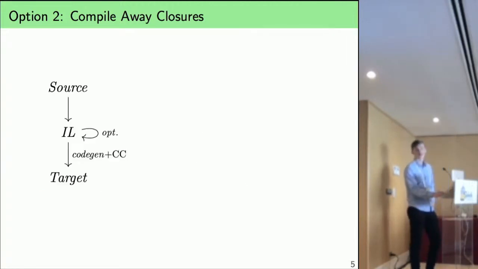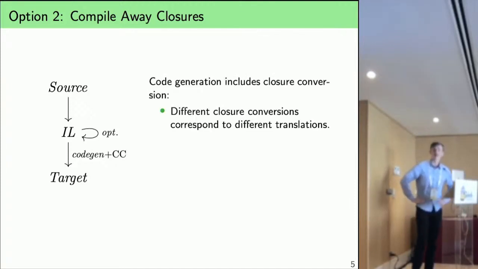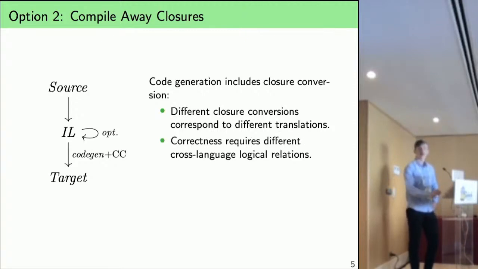So what is the compiler architecture we get with closure conversion is we'll have a source language, and we'll compile to some intermediate language where we might do optimizations. And then code generation includes this closure conversion step. So if we wanted to have a different closure conversion, one that does optimizations, for instance, it would be a different code generation phase or transformation. If we want to prove correctness for different closure conversions, we also have to construct different cross-language logical relations for each of them.